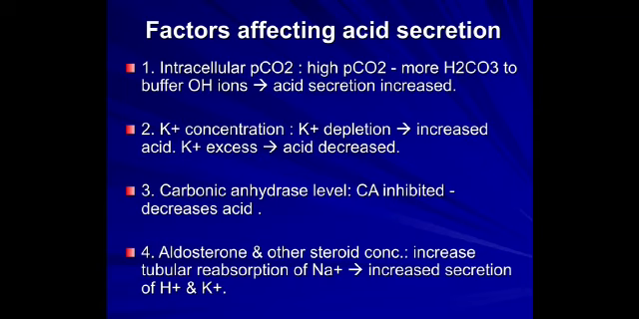The factors which affect acid secretion are the intracellular PCO2. The higher the PCO2, the more H2CO3 is formed to buffer the hydrogen ions, and acid secretion is increased. When potassium is depleted, there is increased acid secretion, or when there is excess ammonia, acid secretion is decreased. And when the enzyme carbonic anhydrase is inhibited, it causes decreased acid formation. Aldosterone and other steroids increase tubular reabsorption of sodium, which in turn enhances increased secretion of hydrogen and potassium.